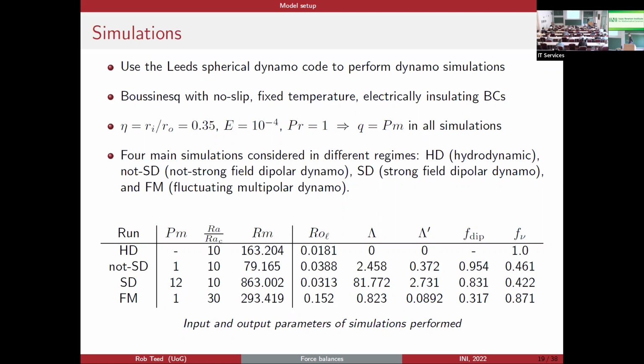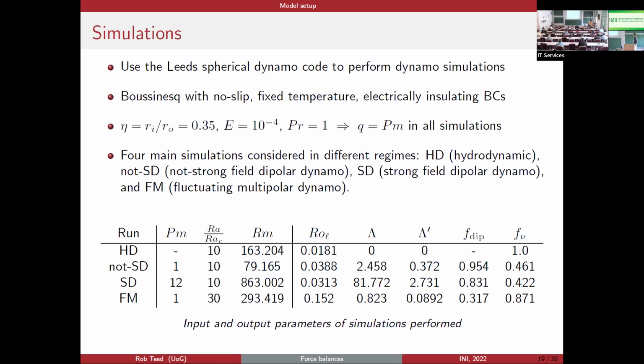It's certainly not state-of-the-art small compared to what other people are achieving, but it's convenient for us because we're just trying to look at how these different representations are useful, and in particular, what the different regimes look like when you look at the different representations. Pr is 1. This means that the Roberts number is just the magnetic Prandtl number. And here, I'm going to show you 4 different simulations. One's a hydro run, so it's hydrodynamic.